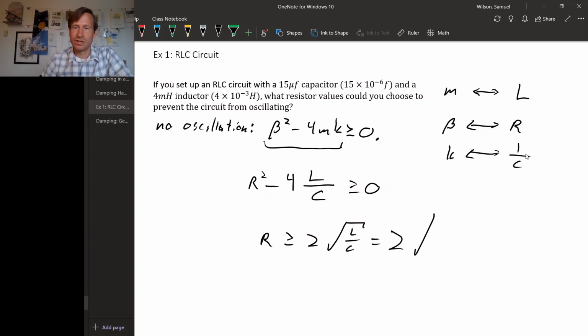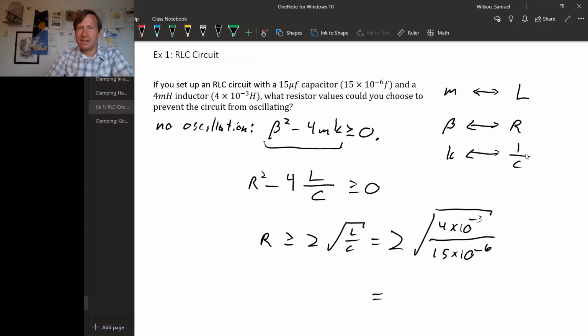So our inductor is 4 times 10 to the negative 3rd henries, and our capacitor is 15 times 10 to the negative 6th farads. And by writing these units in terms of the pure units instead of having our metric modifiers, when we work this arithmetic out, we will get just ohms. So let's do that. So 4 times 10 to the negative 3rd divided by 15 times 10 to the negative 6th. And then we need the square root of that times 2.